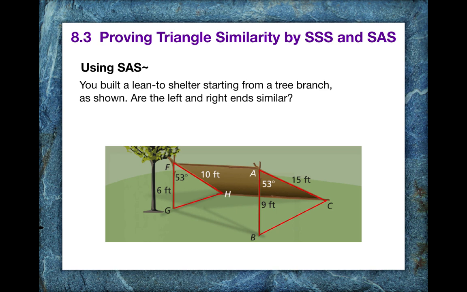If we look at this, are the left and right ends similar? Well, let's just take a look. We have 53 degrees here and 53 degrees here. Well, there's our angle that we're going to be using, and we're going to look at the sides that include that angle. I have 9 feet compares to 6 feet. Well, going from 6 to 9 is essentially 3 over 2. So that means we're going to have to look at the other side and see if that's 3 over 2. If we go from 10 to 15, is that similar? And it is. It is 3 over 2 is the proportionality. Therefore, the left and right ends are similar.